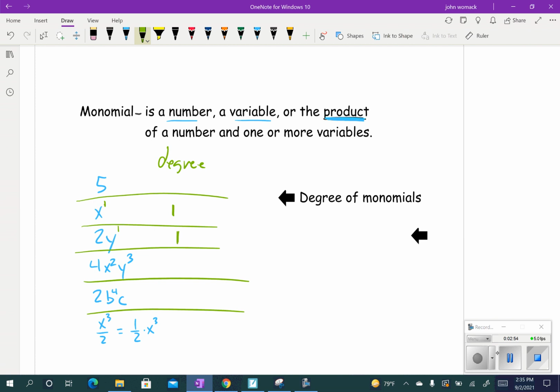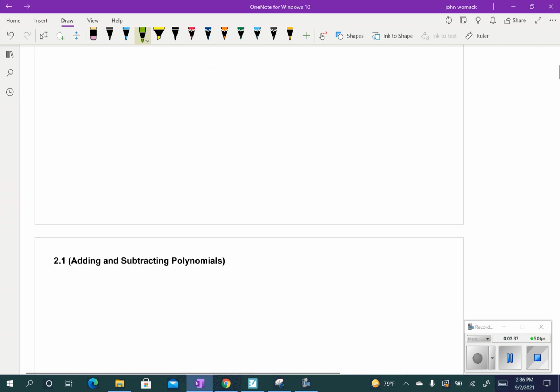If you have more than one variable like this next one, I have 4x squared y cubed. Again, I only look at the variables, I don't do the 4, but it's x squared y cubed. I add those up, 2 plus 3, that would be degree 5. The next one is 2b to the fourth c, so it's b to the fourth, c to the first. So again, I add up the powers, 4 plus 1, so it would also be degree 5. On this last example, it's only got one variable, right? The only variable is x, so it's x to the third, so I'd say it's degree 3. Okay, so to find the degree, you take the exponents of the variables and you add them together to find the degree.